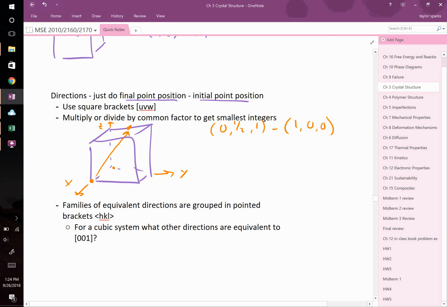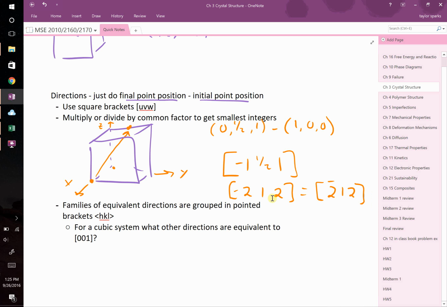Right, so now when you subtract these from each other, we end up with, and we're going to do it in square brackets when we talk about directions, -1, and then we don't do commas, 1/2, 1. Oftentimes they'll multiply this by a common factor to get integers. So now we would say -2, 1, 2. And then one last thing that you'll sometimes see is they'll put that minus on top. Okay? Those are equivalent. Same thing. That is direction. So it's just final minus initial.